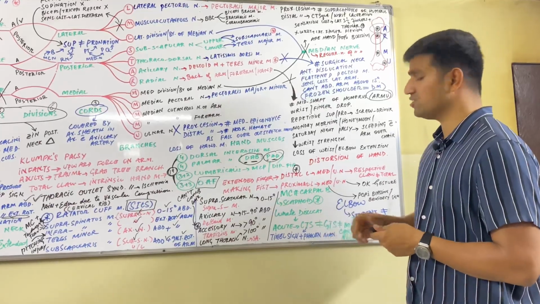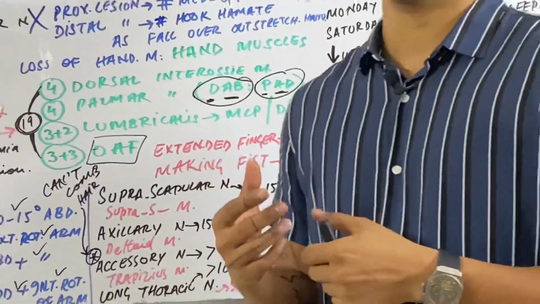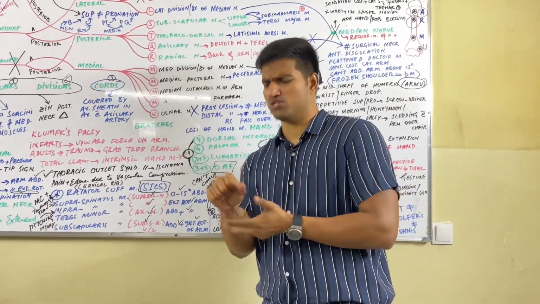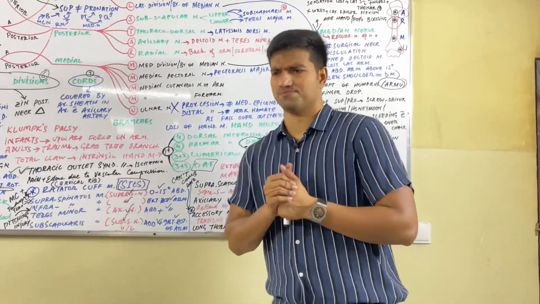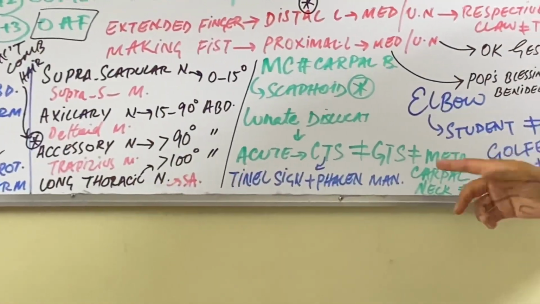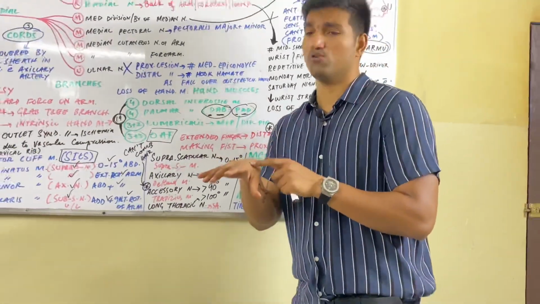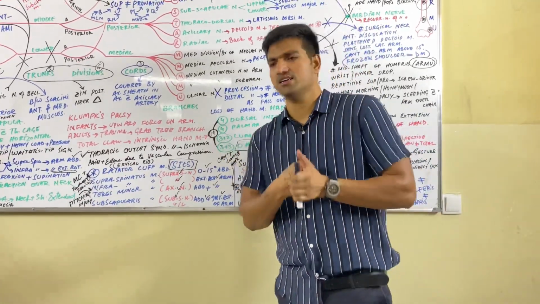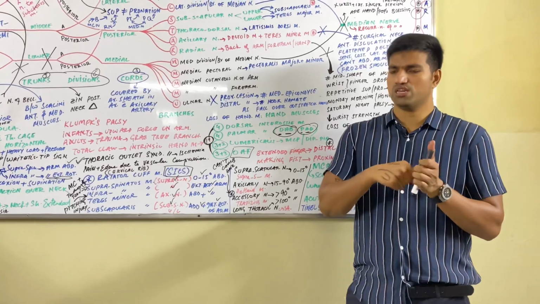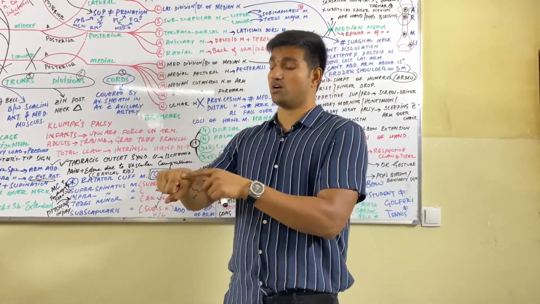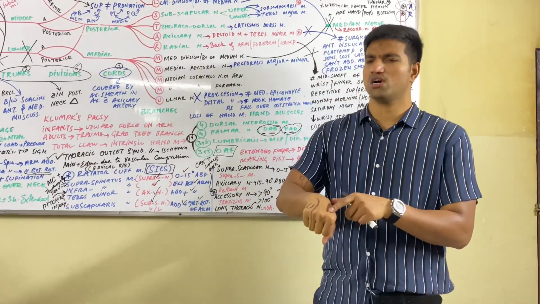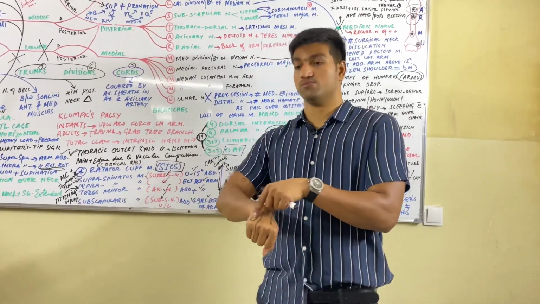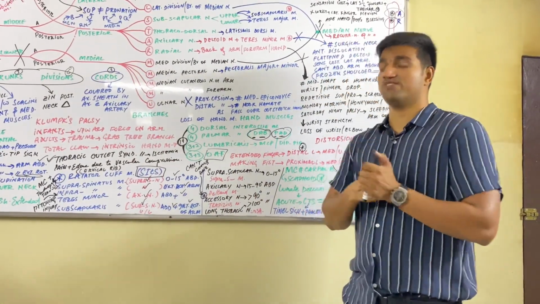Then we have Guyon's tunnel syndrome. This is a compression or entrapment of the ulnar nerve. It mostly happens in cyclists due to compression of the ulnar nerve by the handlebars. Then we have metacarpal neck fracture. It happens in boxers because they strike with a closed fist, so there will be a fracture over the neck of the metacarpal. It is also called boxer's fracture. The most commonly fractured are the 4th and 5th metacarpal necks. That is metacarpal neck fracture, or boxer's fracture.